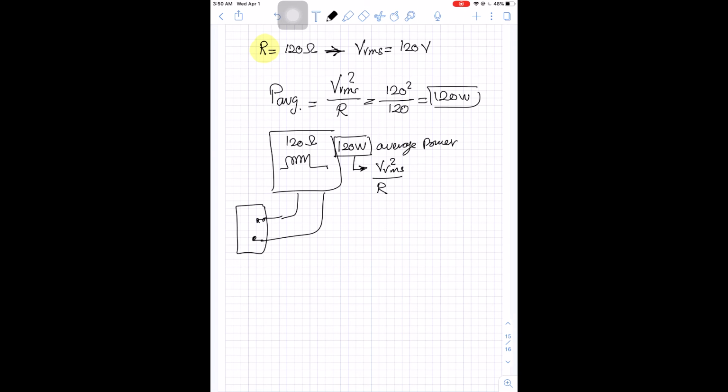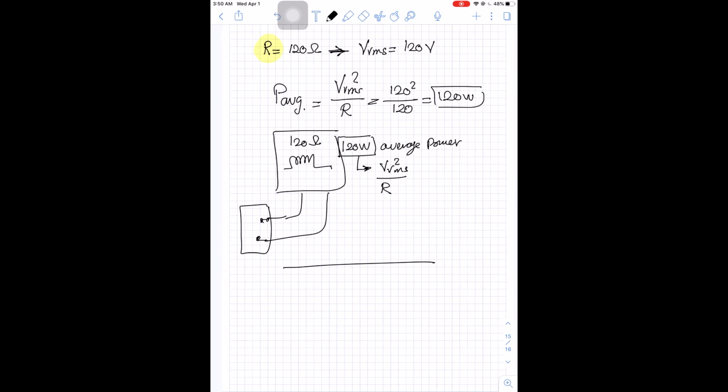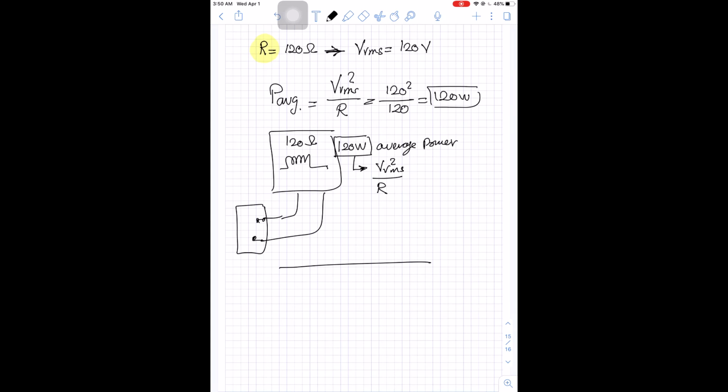So I will stop here this lecture and we will continue next lecture. Please review the details in this lecture. This lecture is actually just to define what is an AC voltage and what is an AC current, and what is the meaning of an RMS and how we can calculate it.